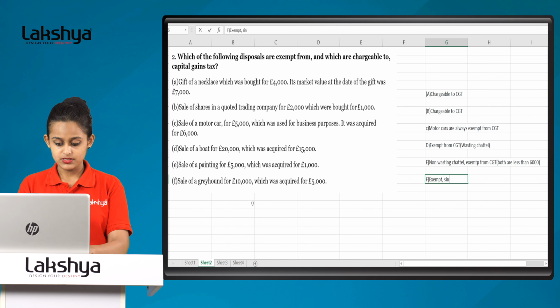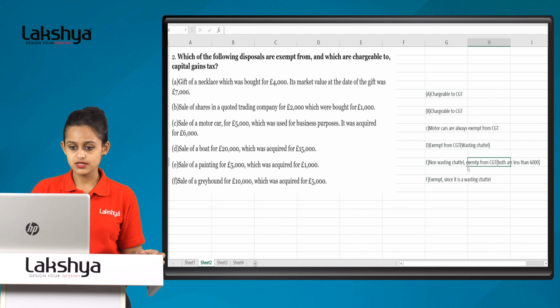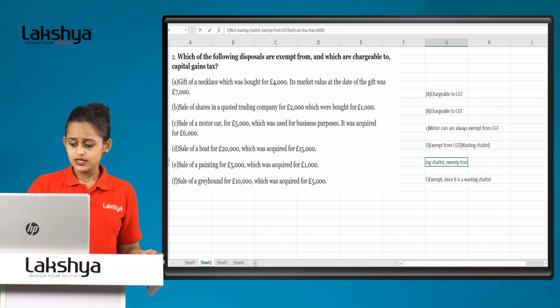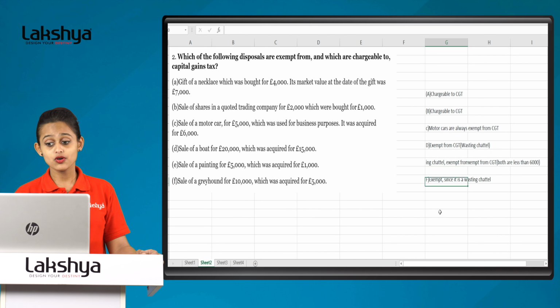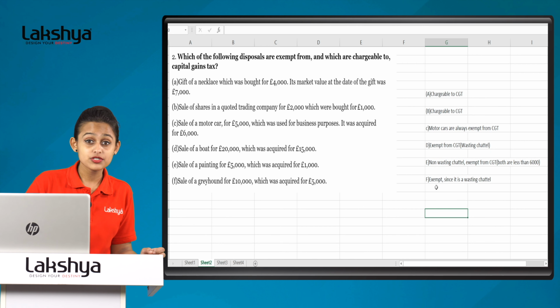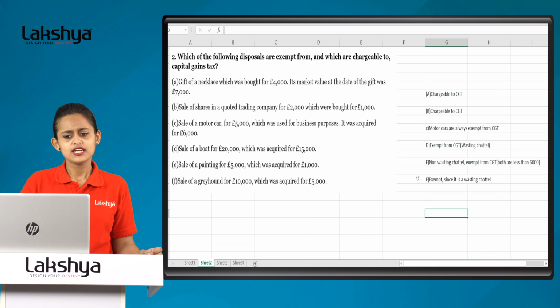Exempt since it is a wasting chattel. By doing these two questions, the aim was that you should be able to identify whether it is a wasting chattel or a non-wasting chattel, and whether it is chargeable to CGT or not chargeable to CGT. I hope these two questions helped in understanding that.